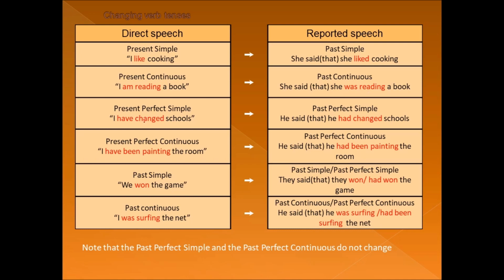Present perfect simple changes into past perfect simple. I have changed schools becomes he said that he had changed schools. Present perfect continuous transforms into past perfect continuous. I have been painting the room becomes he said that he had been painting the room. As you can see here, all the present tenses have changed into past tenses, so they went one tense back.